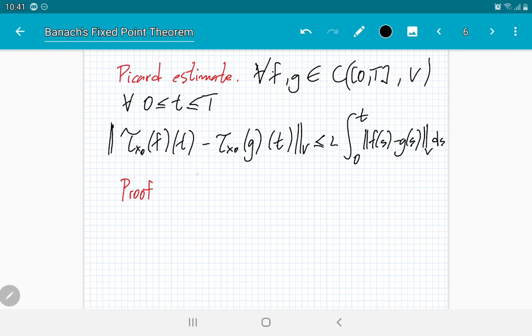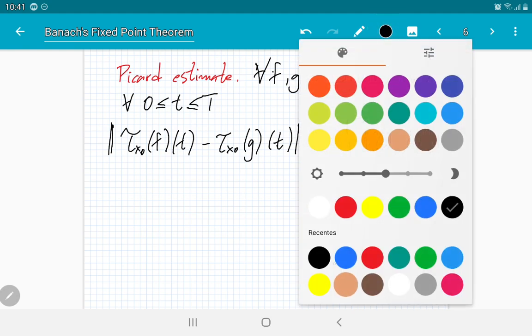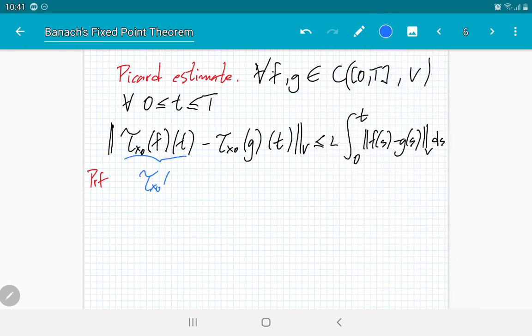Well, this is just estimates that we learned when we defined this integral, that we saw in exercises. So remember, first of all, what is this guy? Let me move this proof here. What is this guy? Well, this is just x naught plus integral from 0 to t of psi of s, f of s, ds. And the same for g. So if I take a g here, all that changes, I'm going to get a g there.